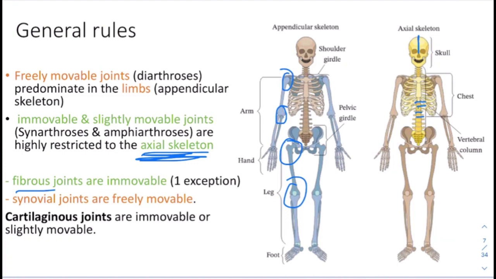Fibrous joints are immovable, and there's only one exception. Remember, fibrous joints are 3 types. We'll talk about them later. They're all immovable except one type. And then synovial joints are freely movable. And cartilaginous joints are 2 types. One is immovable, and one is slightly movable.